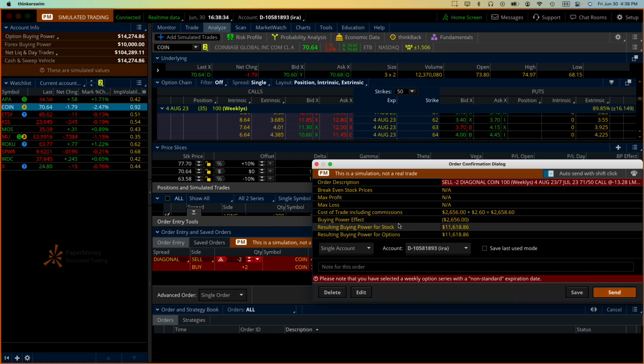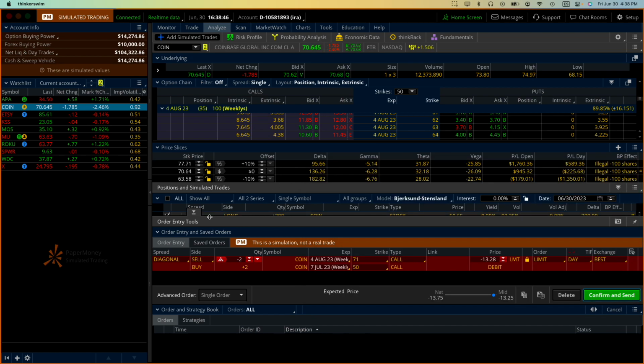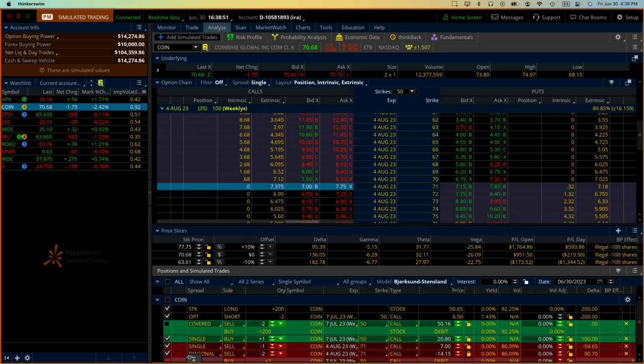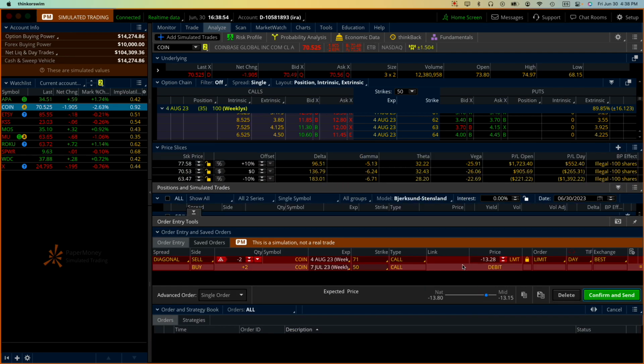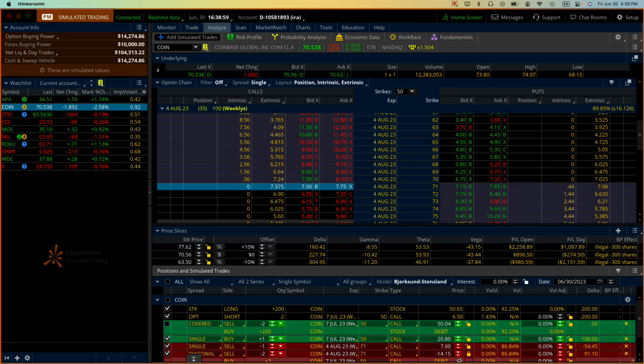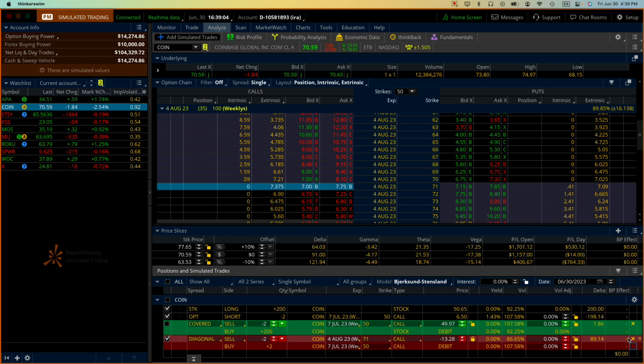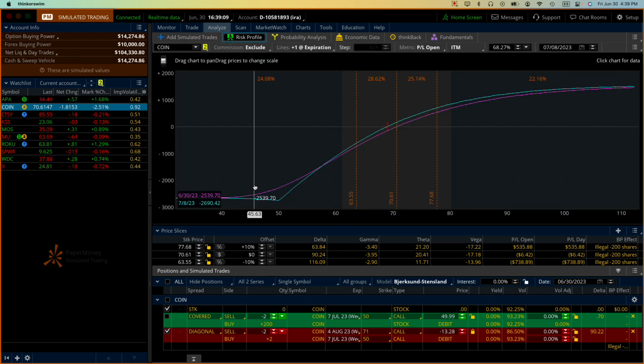Okay, and that will give us a cost, because we are paying for this $2,656. Okay, but let's examine that a little closer. Let's analyze that. Analyze trade. Okay, and we have our original trade. We can delete everything else, so leave our original trade and look at the risk graph.